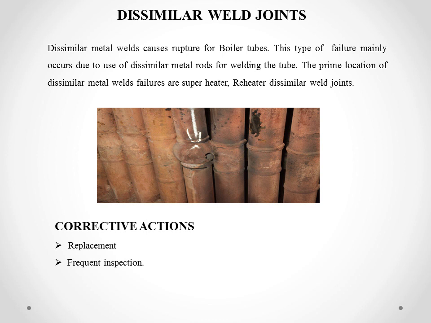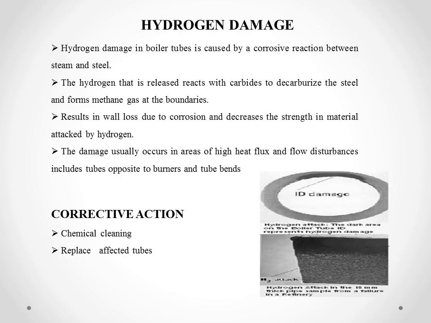Dissimilar weld joints cause rupture of boiler tubes. This type of failure mainly occurs due to the use of dissimilar metal rods for welding the tube. The prime locations of dissimilar metal weld failures are superheaters and reheaters. Corrective actions are replacement of failed tubes and frequent inspections.